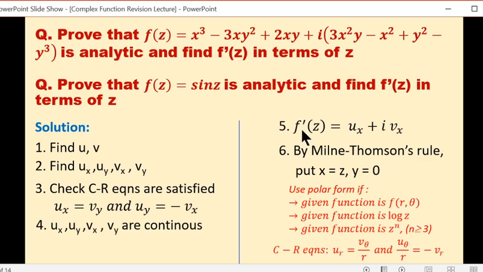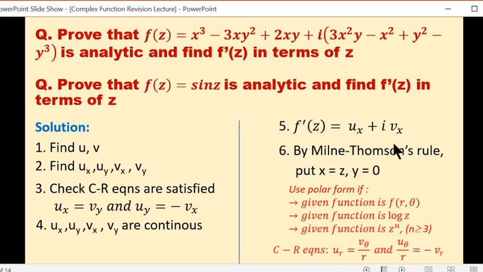Okay, so now here f dash of z equal to ux plus i vx, ये formula use किया, ux और vx आपने यहाँ step number 2 में find out किया है, इसको substitute करेंगे. तो इसको अगर आपने substitute कर दिया, you get f dash of z in terms of x and y. How f dash of z equal to ux plus i vx? That is the formula for the derivative. We have not seen the derivation of the formula, we are just remembering the formula.